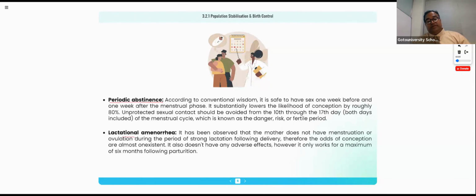Lactational amenorrhea. Here the mother does not have menstruation and ovulation during the period of strong lactation. Strong lactation means milk ejection, the milk-giving period or lactation period. In that time period, the woman should not have improper drug intake. In the sense, they should not have any type of bad beverage intake. I already categorized bad beverage and good beverage. Bad beverage intake is wrong, and bad medication is wrong.